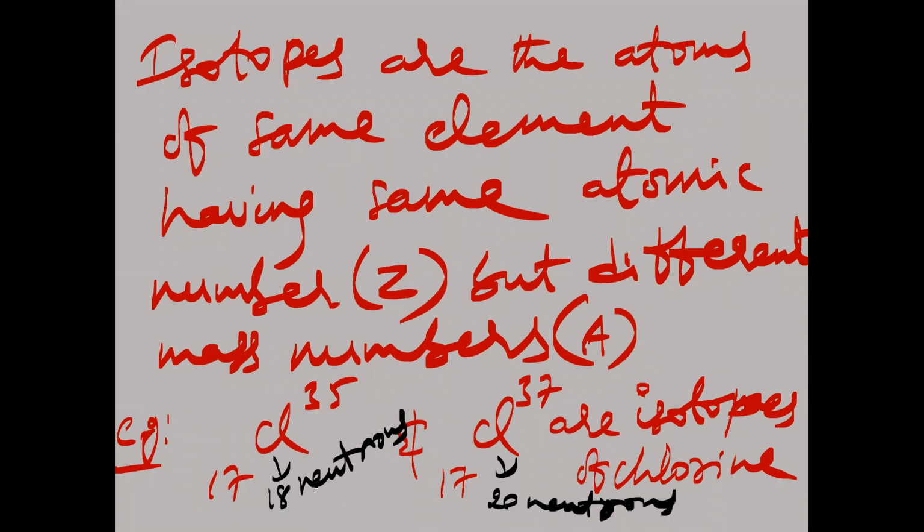As the two species have different numbers of neutrons, they have different mass numbers. Why different mass numbers in isotopes? Because of the difference in the number of neutrons. As the number of neutrons is different, the mass number is also different.